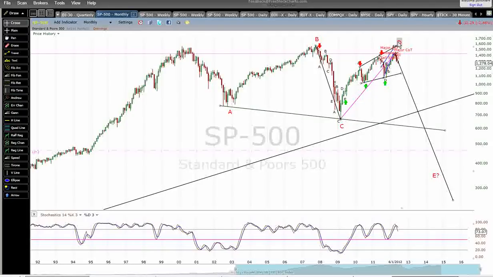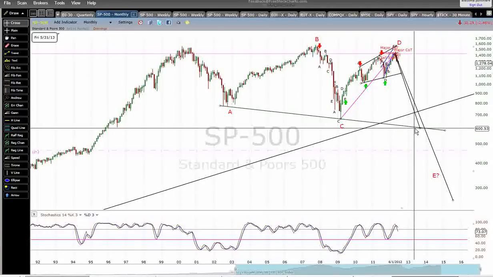Then we have a D wave. This was actually larger than the B wave, and in percentage terms it was over 100%. So we're seeing each successive wave on a percentage basis being larger than the prior wave. In this case, the E wave would have to be longer than the C wave at a bare minimum. So if we take the length of the C wave, project it down from the high of the B wave, that would put us somewhere 600 or below.